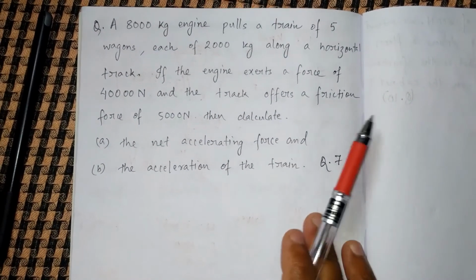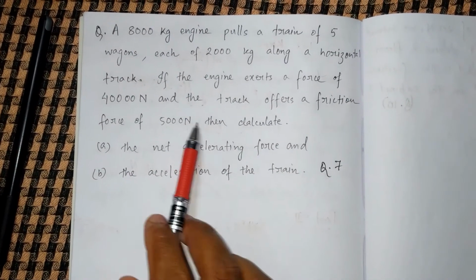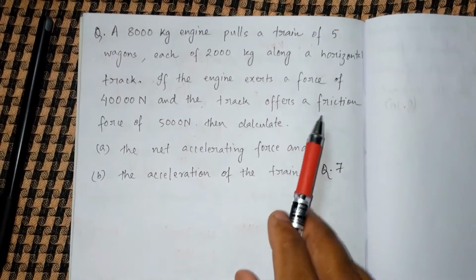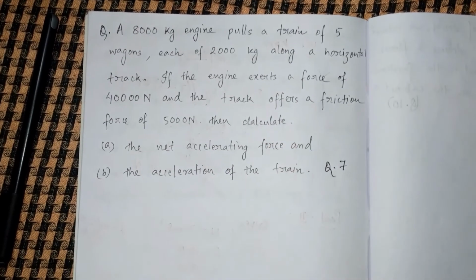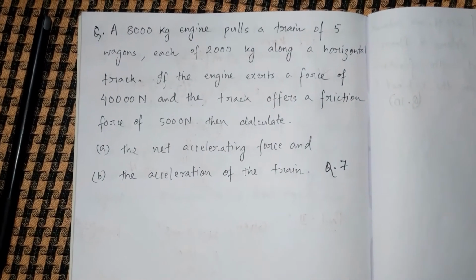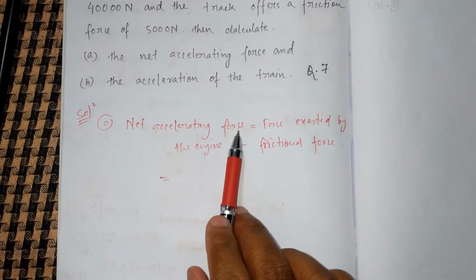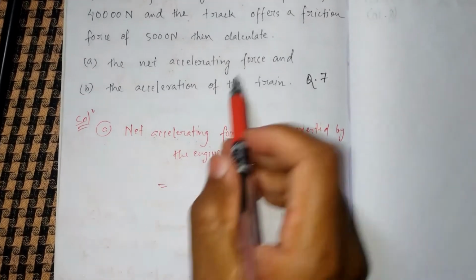So this is very easy. Net accelerating force will be, if you subtract the frictional force from the force exerted by the engine, then we can find the net accelerating force. So let's see the first part of this solution. The net accelerating force is equal to force exerted by the engine minus the frictional force. So force exerted by the engine is how much?